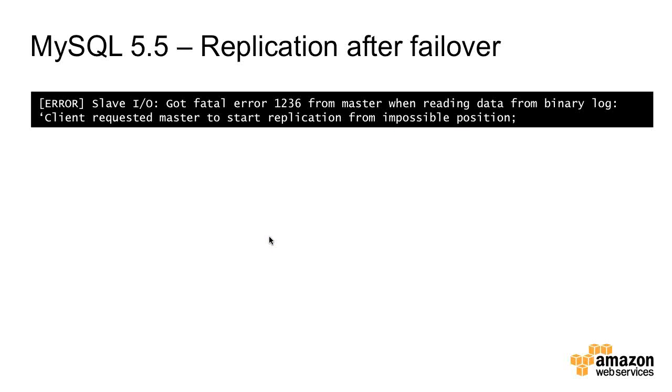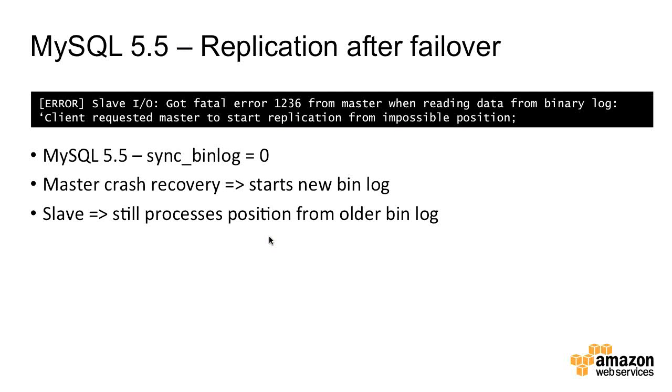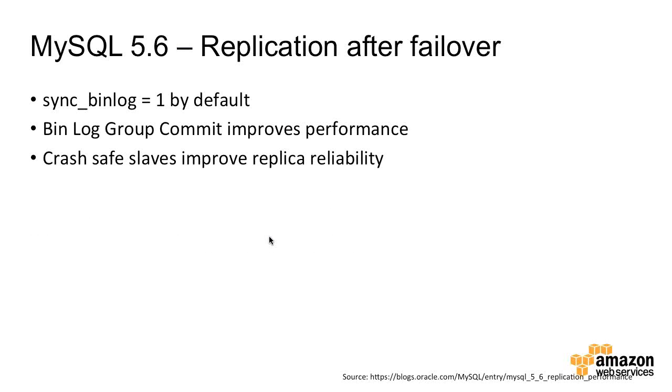So what you may need to do is set sync bin log equal to 0 on 5.5. You may need to do a crash recovery, start a new bin log, and still process the position from the old bin log. Setting your sync bin log to 1 has a performance hit of 2 to 4x. So we would recommend that you set your sync bin log to 0 and just knock the read replica out and create new read replicas for you to continue working.